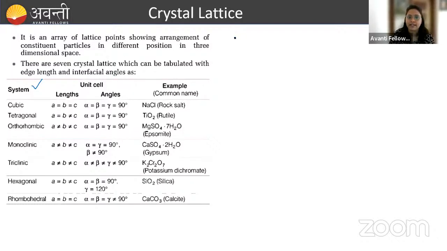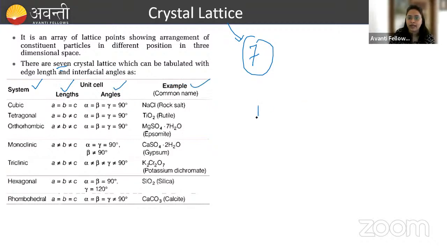Crystal lattices are of several types. There are 7 types of crystal lattice: cubic, tetragonal, orthorhombic, monoclinic, triclinic, hexagonal, and rhombohedral. So there are a total of 7 crystal lattices, which can be tabulated along with their edge lengths and their interfacial angles. These are the lengths, these are the angles, and there are certain examples also.